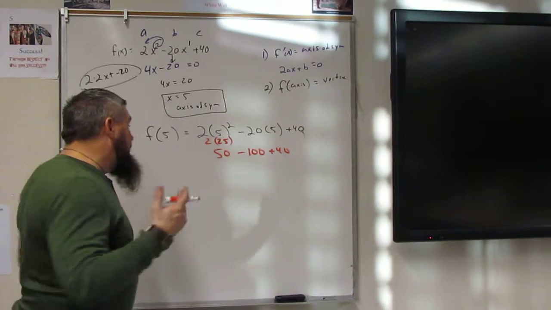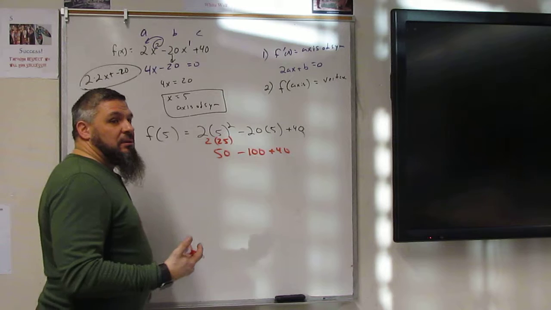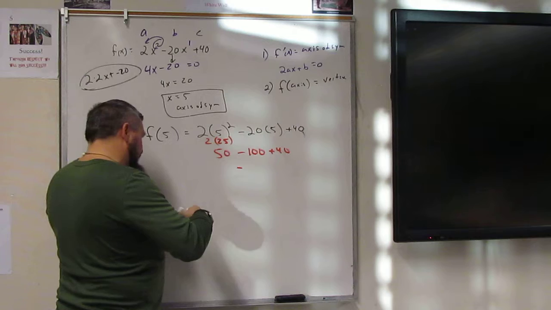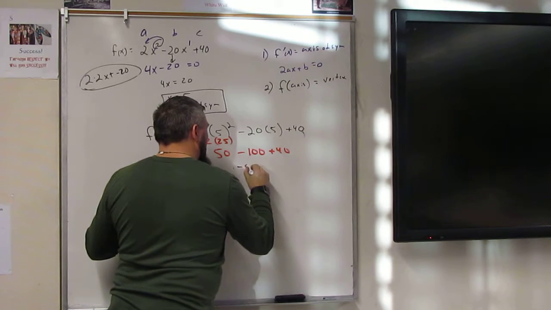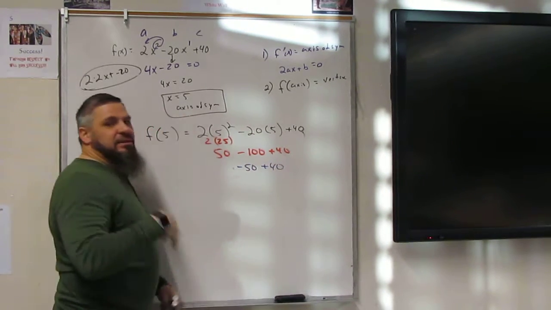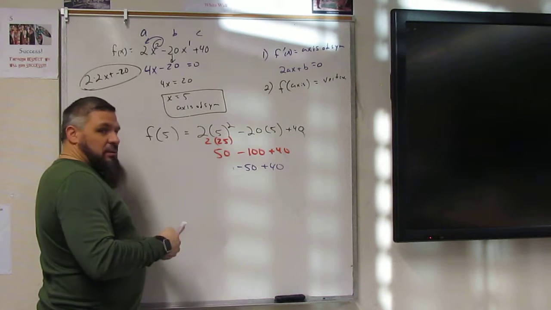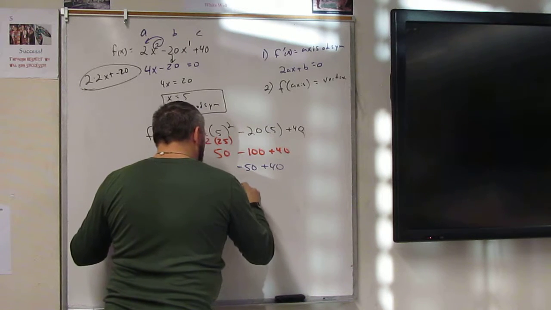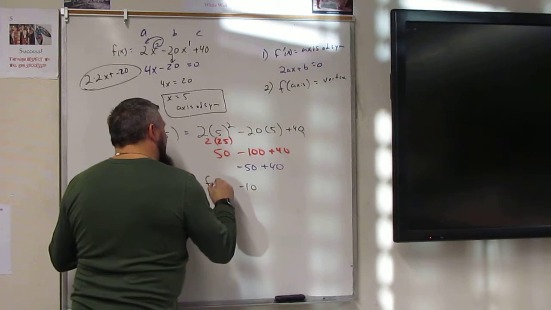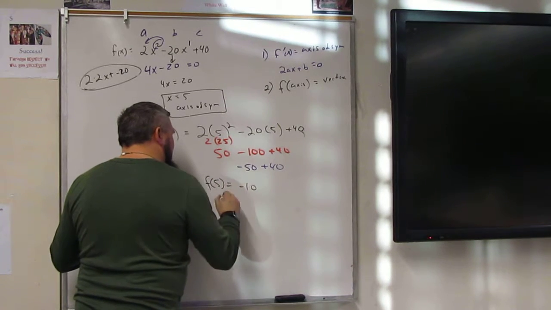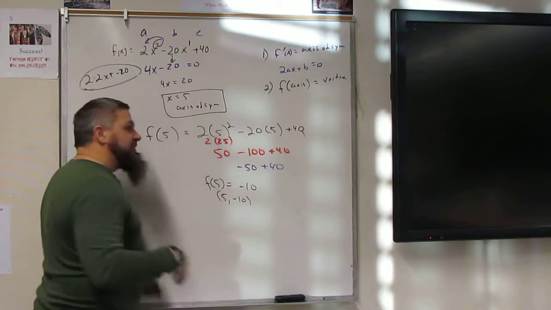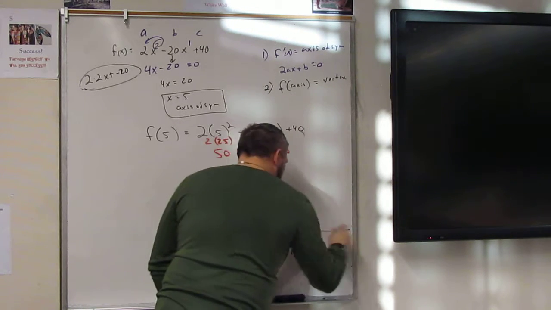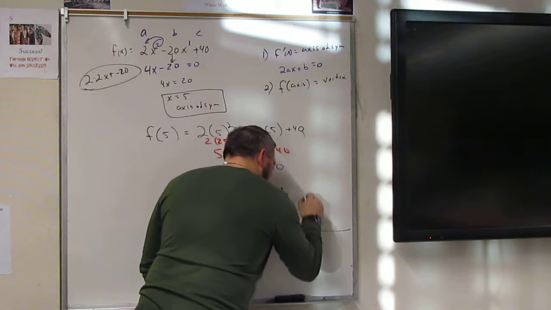What's 50 minus 100? Minus 50. Plus 40 is? Minus 50 plus 40? Minus 10. So f of 5 is equal to minus 10. That means 5 and negative 10. That's your vertex.